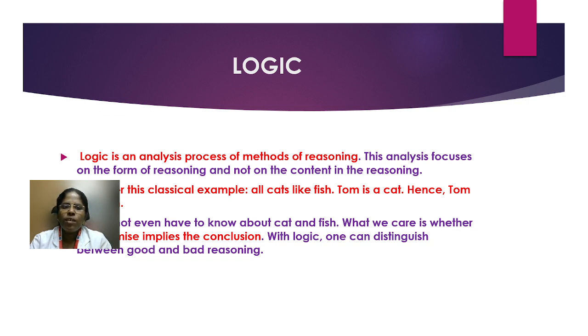We care whether the premises imply the conclusion. That's all. Here the premise is Tom is a cat, so we get the conclusion that Tom likes fish. According to the premise, we get the conclusion. So we are not bothered about the content in the reasoning. With logic one can distinguish between good and bad reasoning. This is the main definition of logic: we are analyzing the form of reasoning but not the content in the reasoning.